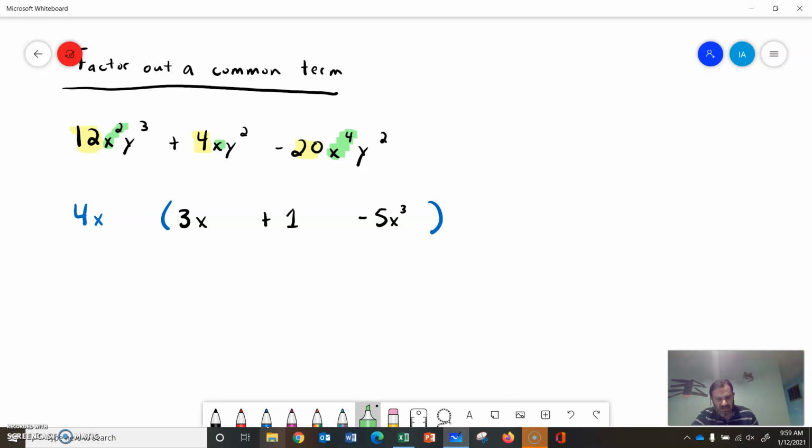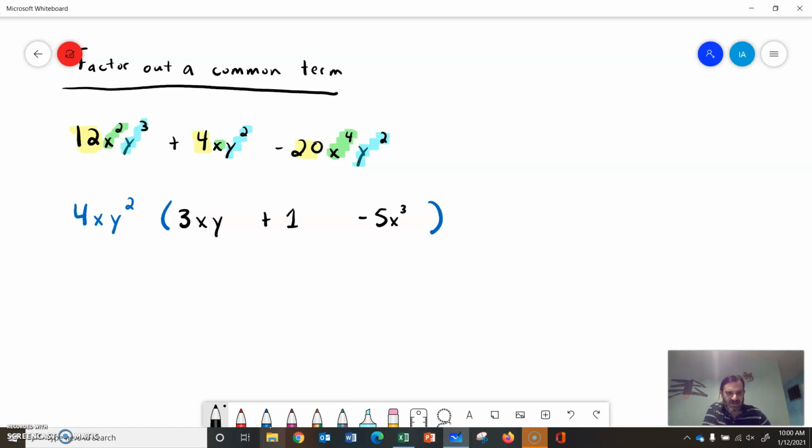Okay. And the last thing we have is the y's. So here's a y cubed, a y squared, and a y squared. I can pull out a y squared because there's a y squared in all three of them. If I pull a y squared out of y cubed, there's a y left. Y squared out of y squared, they're all gone. And y squared out of y squared, they're all gone.